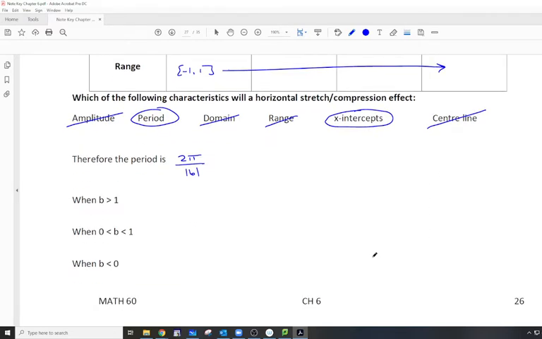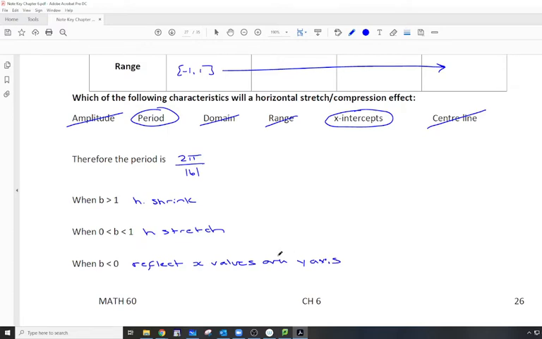So just in summary, when the b value is greater than 1, you get a horizontal shrink of your graph. When your b value is between 0 and 1, you get a horizontal stretch. So remember, opposite as it appears. To your period, 2 pi, you're dividing by b, so it makes the opposite happen. When b is less than 0, you also get a reflection, so reflect the x values over the y-axis.